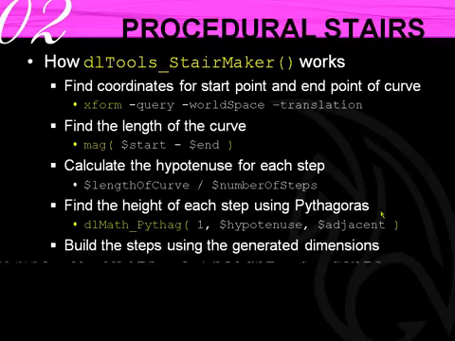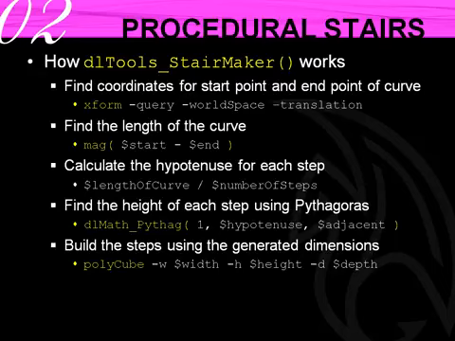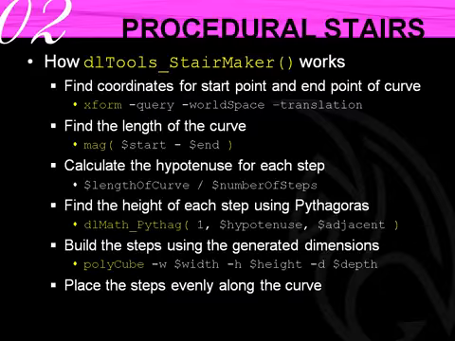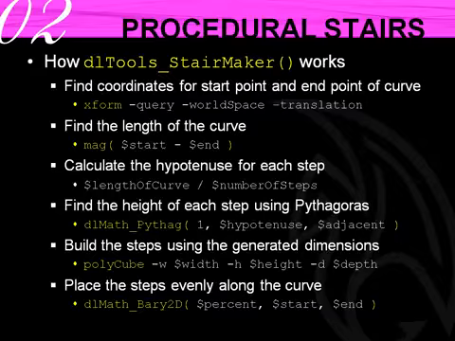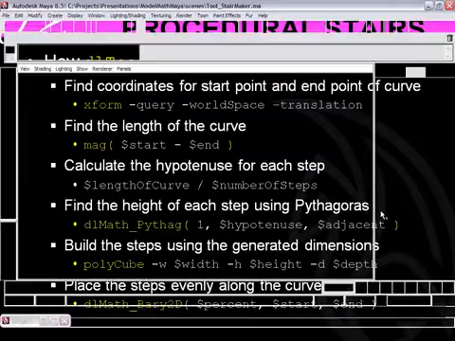And then finally, we build the step. In this example, we're going to use a polycube command with the width, height, and depth that we generated by figuring out all of their dimensions before. And then finally, using the barycentric coordinates, we're going to evenly place steps along that curve. So again, we're going to use dlmath_bary2d, and we're going to take the percent of the progression along the step, and then the start point and the end point to figure out points along that curve that we want to place the steps.